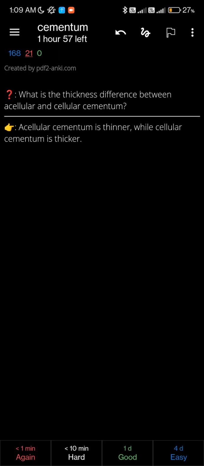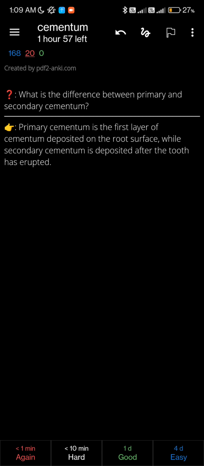What is the thickness difference between acellular and cellular cementum? Acellular cementum is thin and cellular cementum is thick. What is the difference between primary and secondary cementum? Primary cementum is the first-formed cementum that covers the root. Secondary cementum is formed after the tooth has erupted.